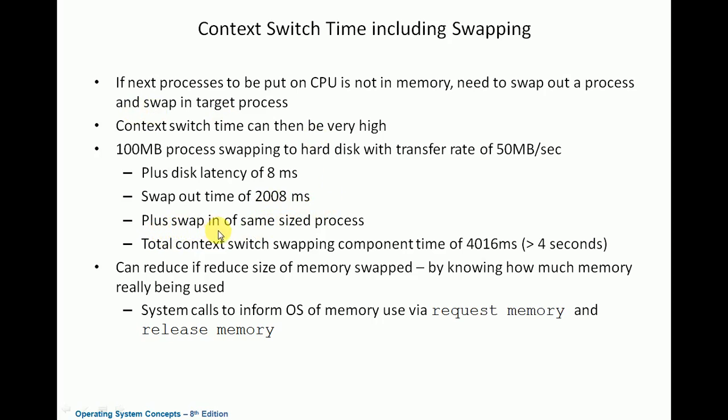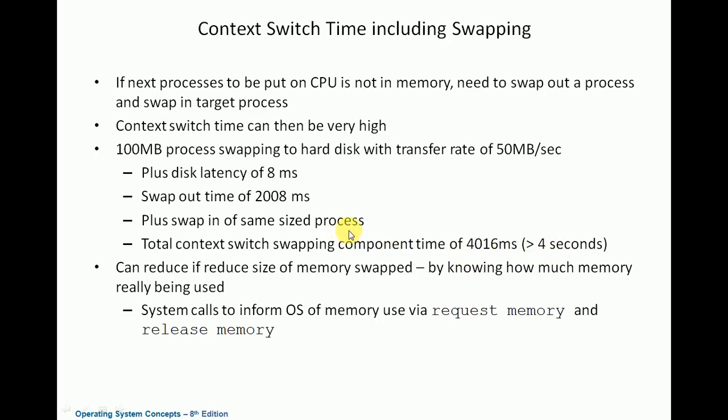Plus the same amount of time is required if I want to bring that program back to the main memory from backing storage. So the total context switching time will be 4016. It is 2008 milliseconds for the swapping out operation and another 2008 milliseconds for the swapping in operation. The total swapping time will be 4016 milliseconds. It is in fact more than 4 seconds.